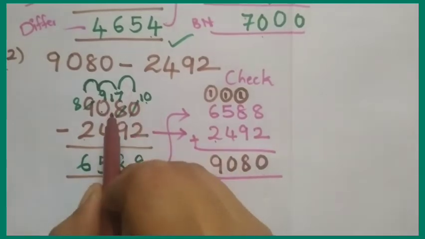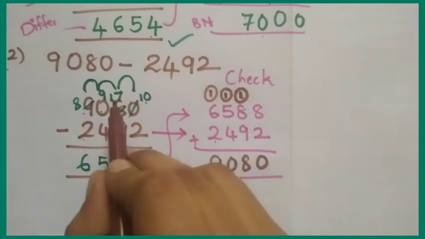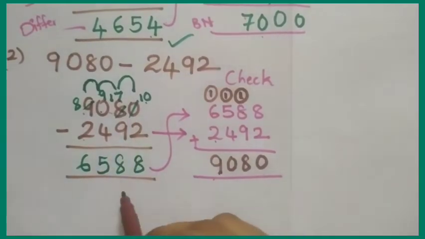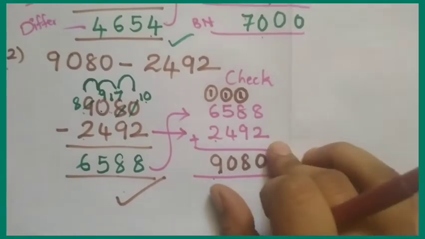9080. Look here, the bigger number 9080 is there. Yes, if we get this number here, then this answer is correct. Okay, this is subtraction and this is checking subtraction by addition.